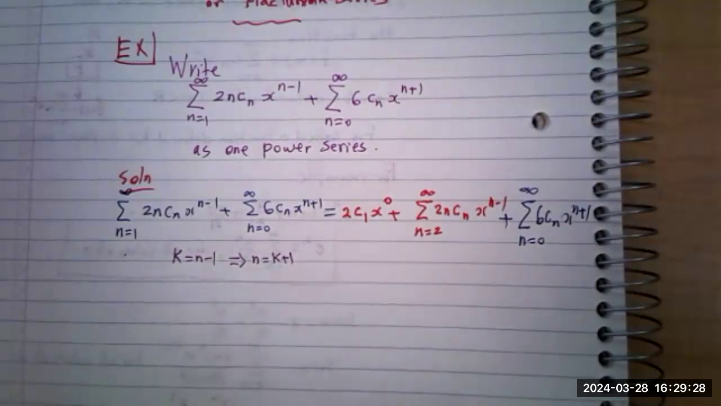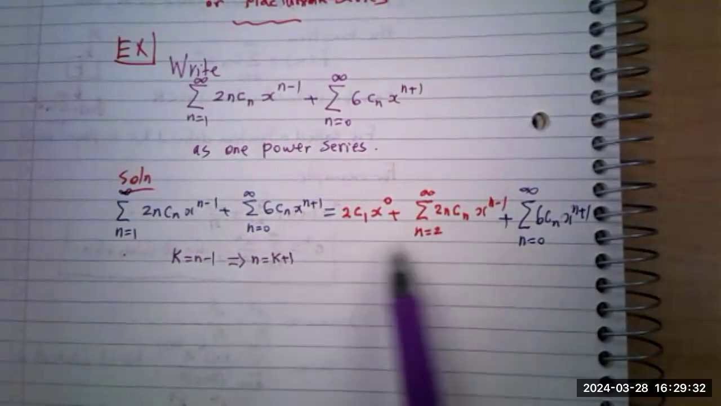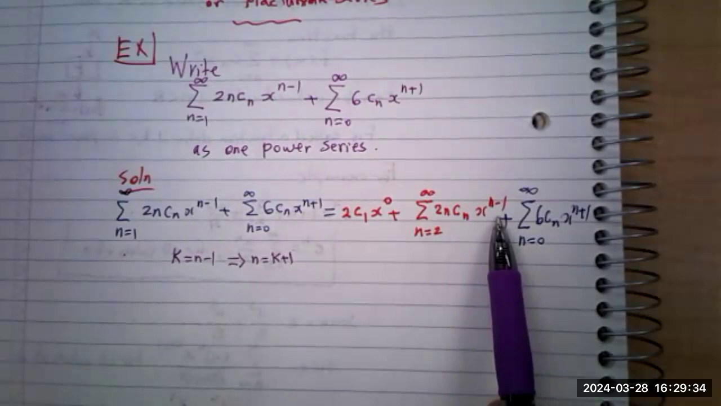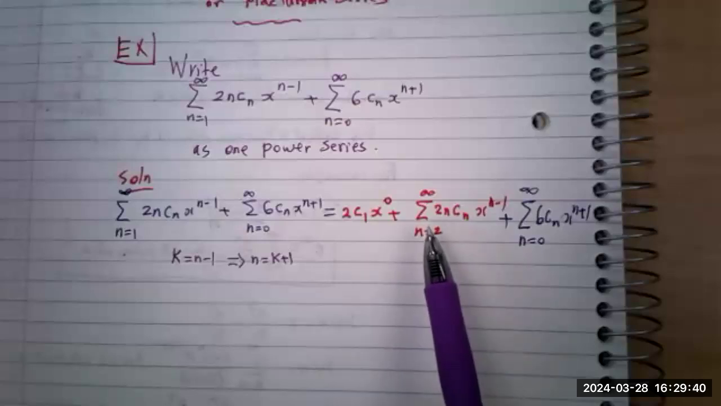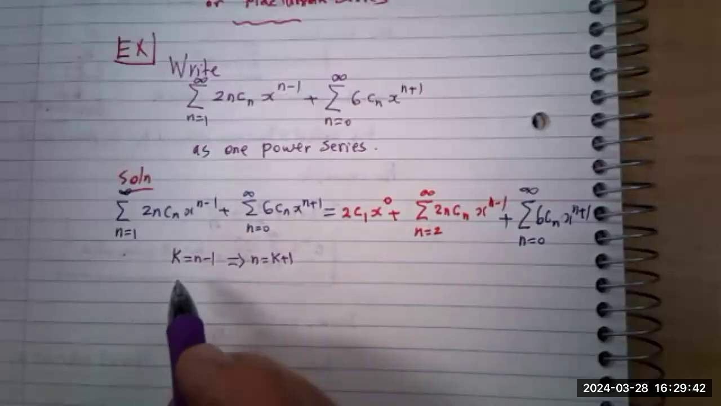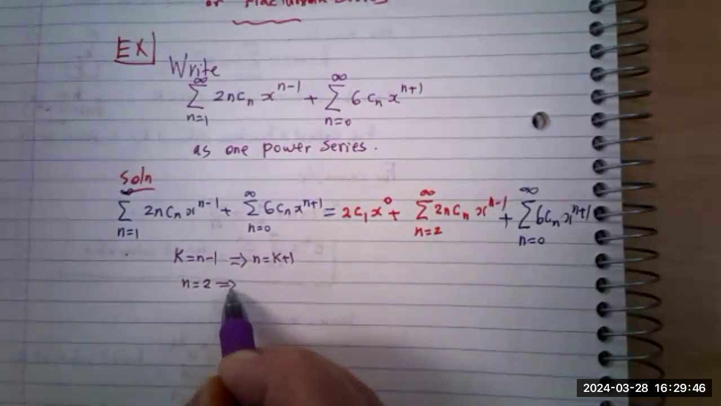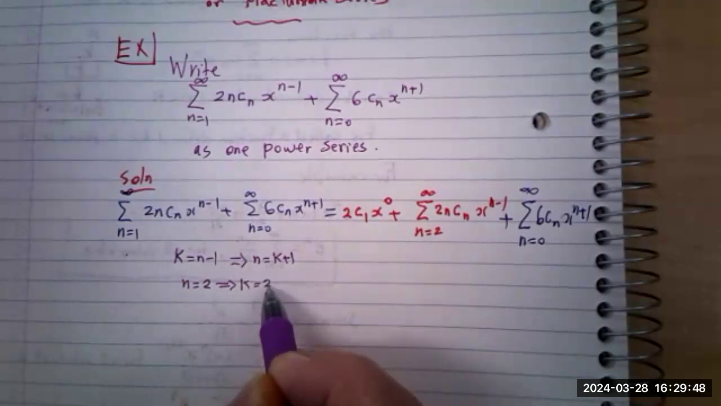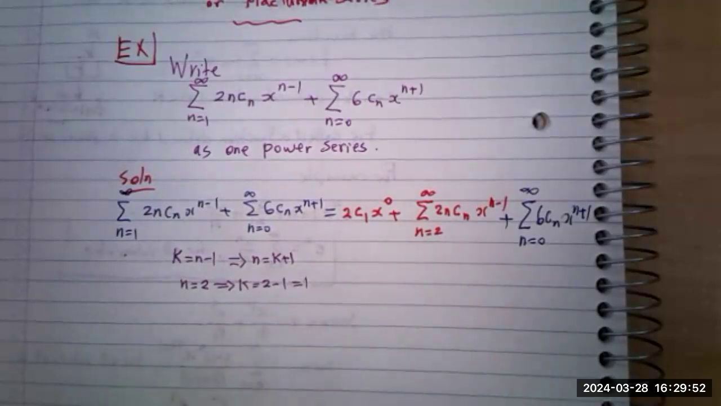So go back here. Replace n by k plus 1. Then I have to take care of something else. This starts from n equal to 2, and I change it to k. So for n equal to 2, what's going to be k? If n equals 2, your k would be 2 minus 1, which is equal to 1. So now I know what would happen.